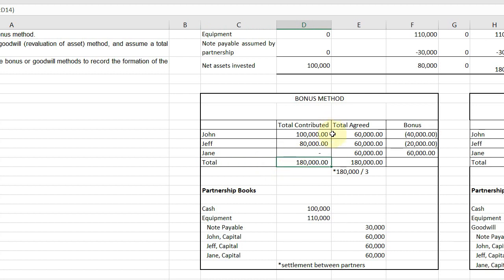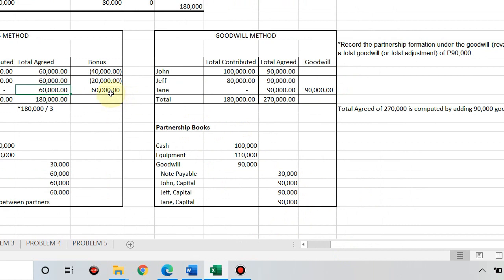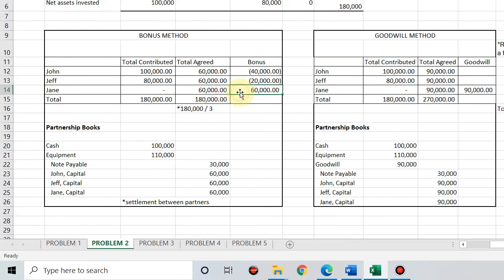Yun yung total contribution nila. Okay? Ang total agreed is equal capital credit. So, 180,000 pa rin, pero hahatiin na siya sa tatlo. So, 180,000 divided by 3, 60, 60, 60. Okay? Sino nagkaroon ng capital credit? Si Jane. Okay? So, meron siyang 60,000 na bonus. Kanino kukunin? Kay John at kay Jeff.